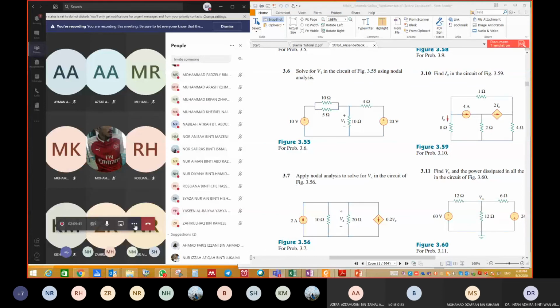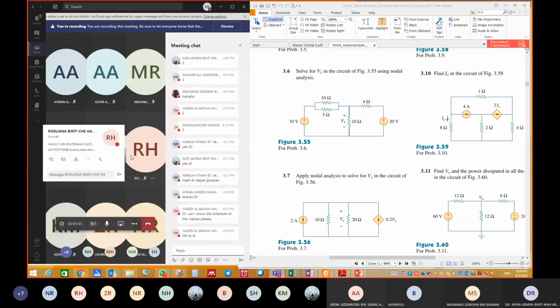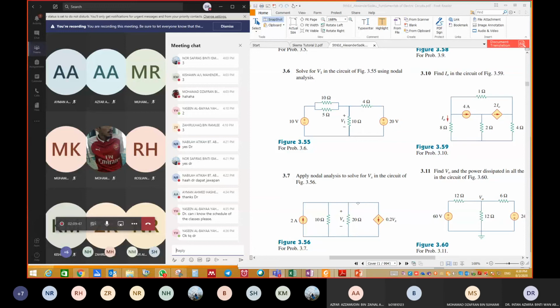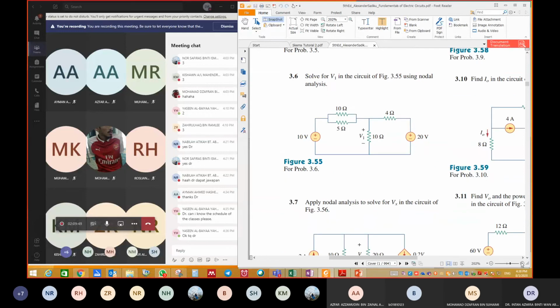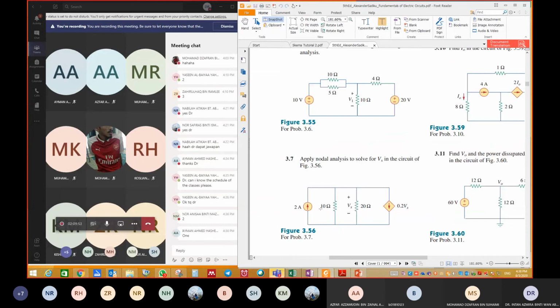Anissa? How many nodes here? Number 3.7, how many nodes? How many? Anissa said 2. Only 1, Anissa. If you have 2, then you will have 2 equations.